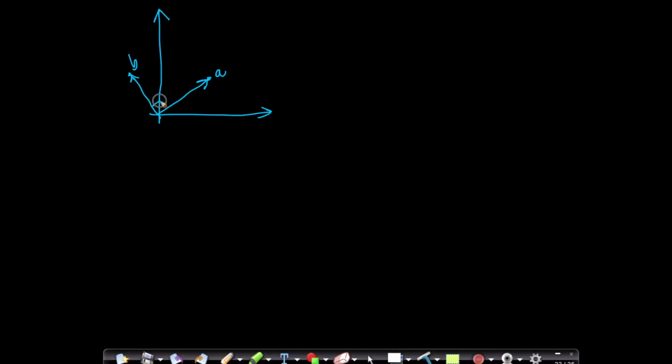Let's assume they're perpendicular to each other, which basically means the angle between them is 90 degrees. Let's assume this is x1 and this is x2. Two dimensions, right? Your A is A1, A2. Your B again is B1, B2. Now, the quick question is, what will A dot B be like?